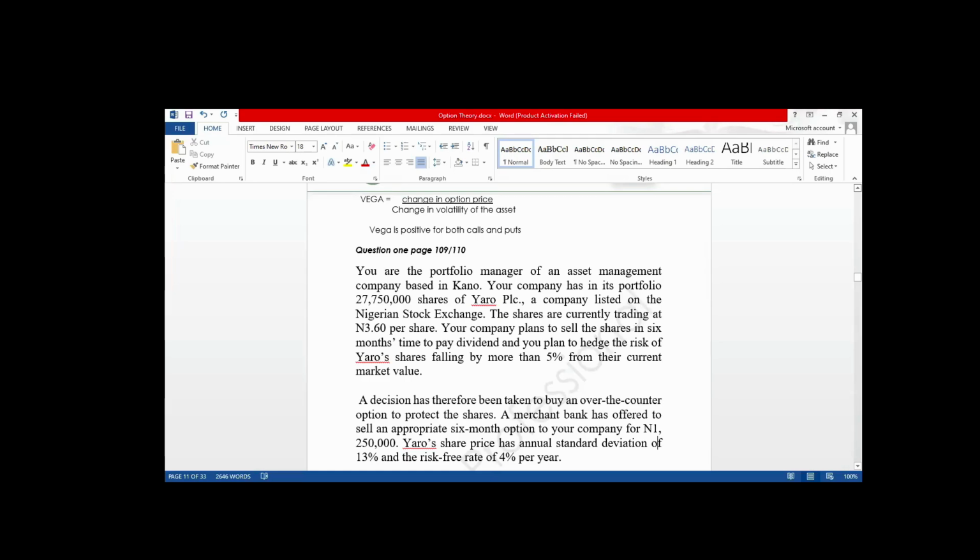So you are worried about falling share price. You now decide to hedge against the risk of falling by more than 5%. That means you can tolerate a 5% fall. Now, how do you hedge? You are planning to sell. That means you need to obtain a right to be able to sell your shares in 6 months.